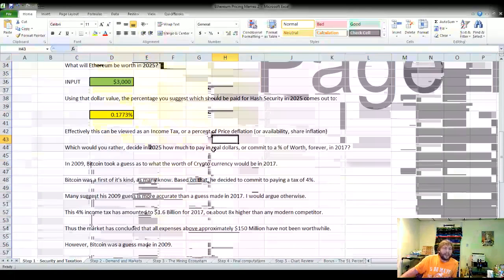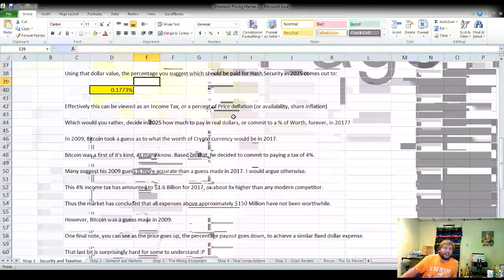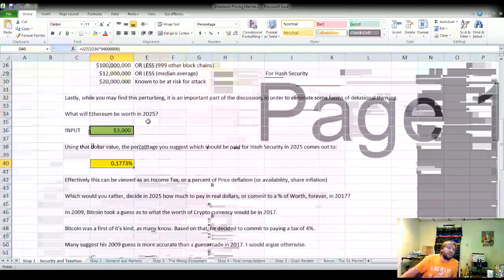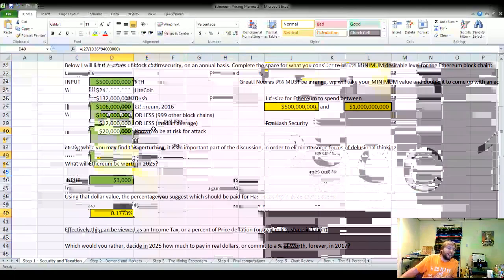So the point I'm making here, you did about perfect. Using dollar values, what percent would you suggest? The percentage you suggest, which should be paid to hash security in 2025, comes out to 0.2%. Yeah, 0.2%, and right now they're spending 11.6%.